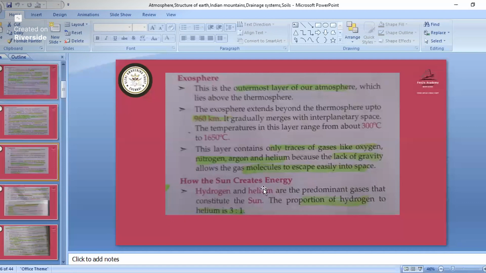Now see, we studied about solar energy, due to the process of fusion, not fission. Due to the process of fusion, hydrogen and helium react and produce a large amount of heat and light. The proportion of hydrogen to helium is a 3:1 ratio. So you must know about the proportion of hydrogen to helium in the sun's energy. That is 3:1. Okay.